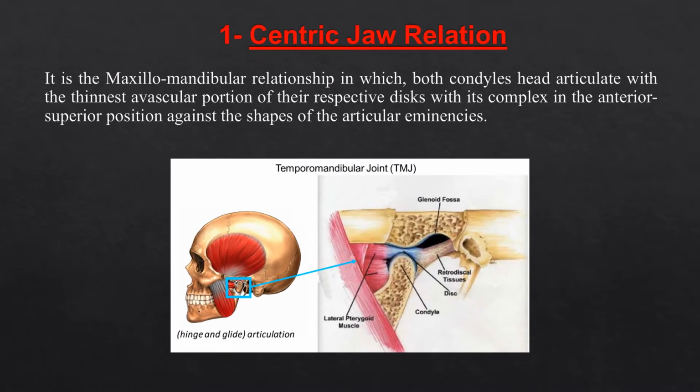Centric jaw relation. It is the maxillomandibular relationship in which both condyles' heads articulate with the thinnest avascular portion of their respective disc, with the complex in the anterior superior position against the slopes of the articular eminence.